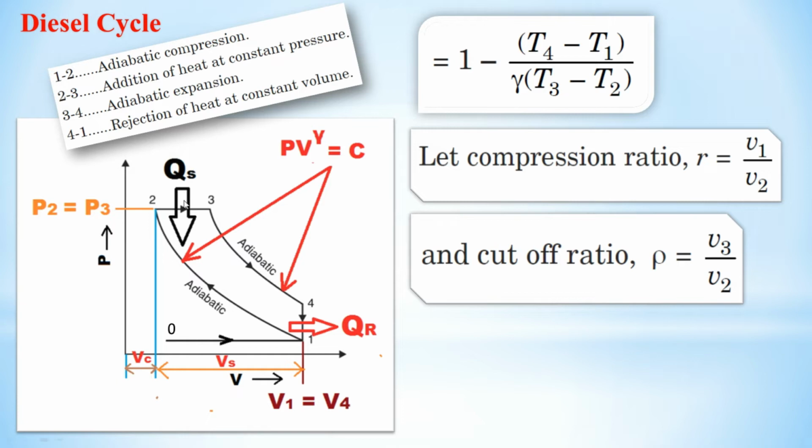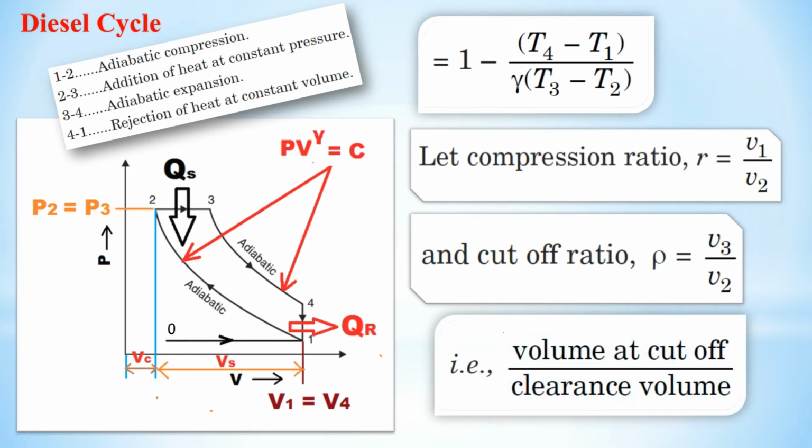But in the case of a diesel engine, or we can say in the diesel cycle, the heat is supplied at constant pressure, so here the volume will change, only the pressure remains constant. So this ratio is called the cutoff ratio: volume at cutoff divided by clearance volume. Here V2 equals Vc. Here you can see that V2 equals Vc, or V4 equals V1, equal to Vs plus Vc.